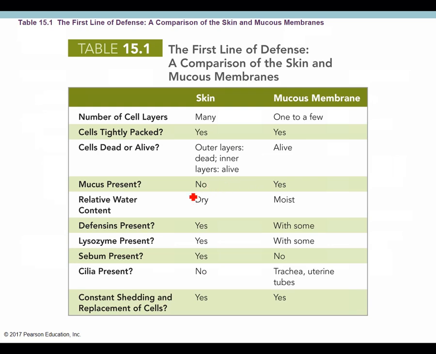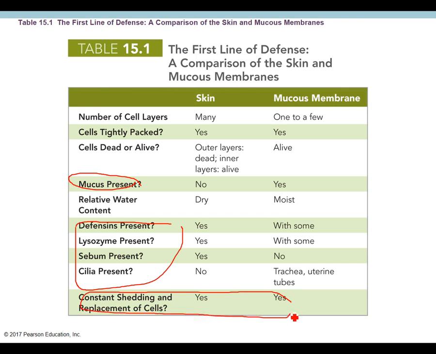The secretions are kind of mentioned down here. Mucus is a secretion. So there are various secretions. You don't need to memorize all of these, but both of the layers, the mucous membrane and the skin, have a constant shedding, so that's something you should pay attention to. And the cells are tightly packed, so I would pay attention to that. And so that forms that first barrier. All right.